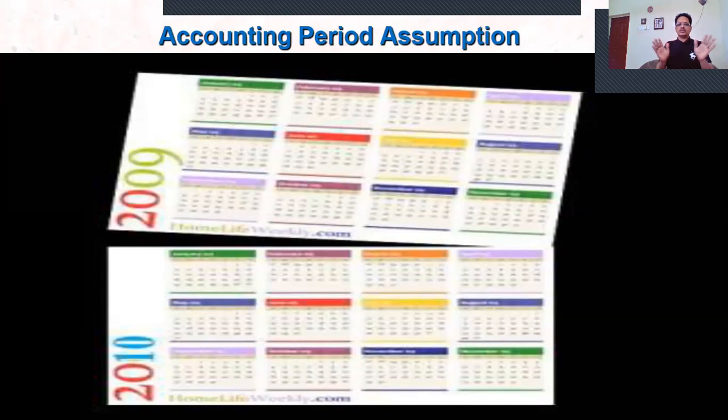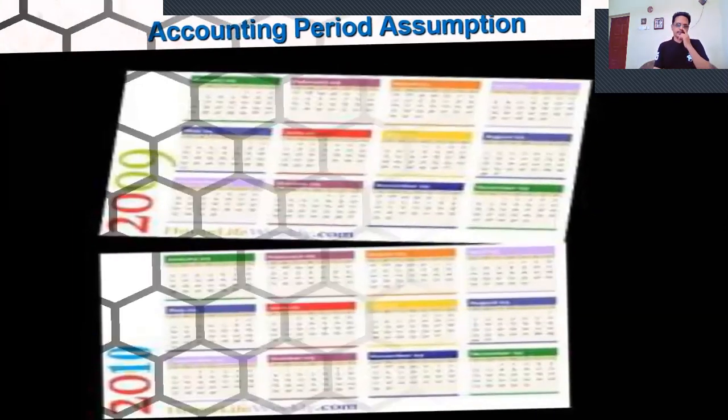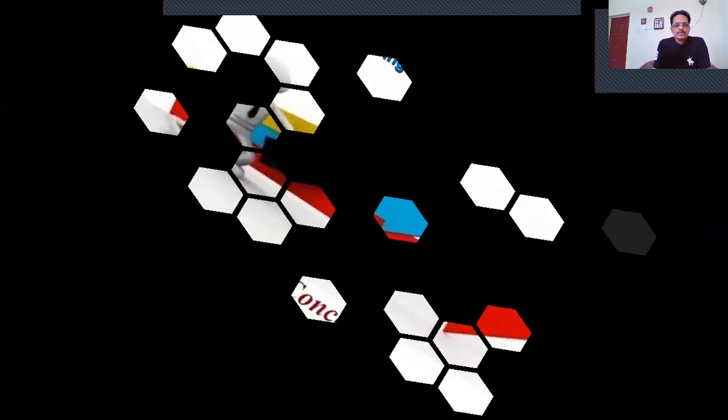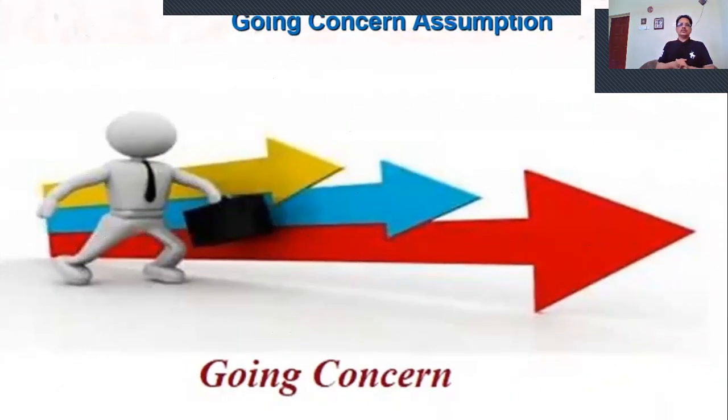Now you have to be very clear about the accounting period assumption. The split of the period can be quarterly, half yearly or yearly. Annual financial statements can be prepared. Another is the going concern assumption. Going concern, this is another assumption.